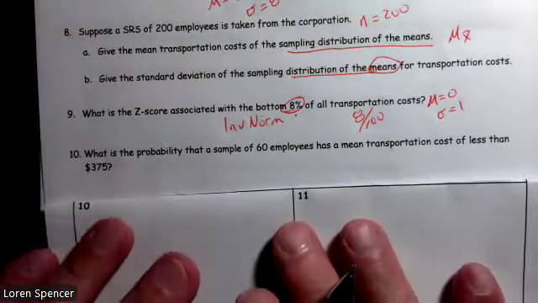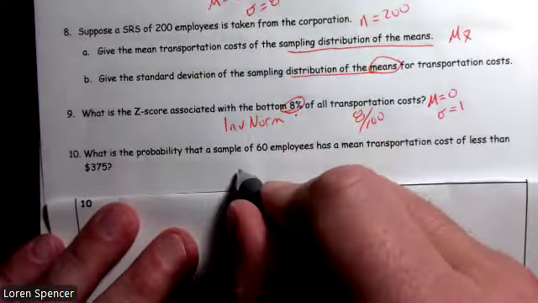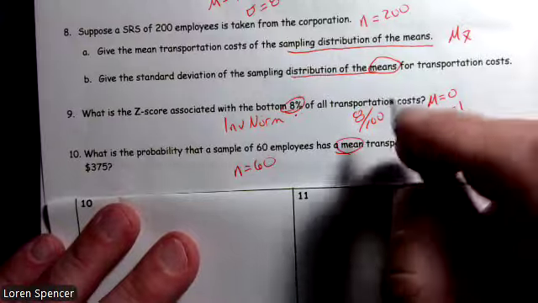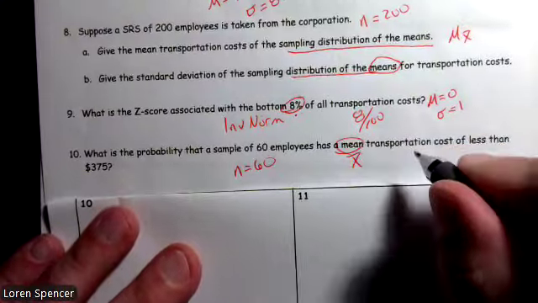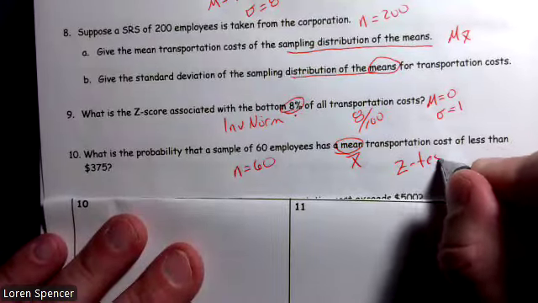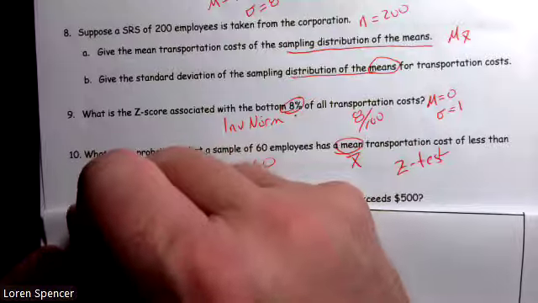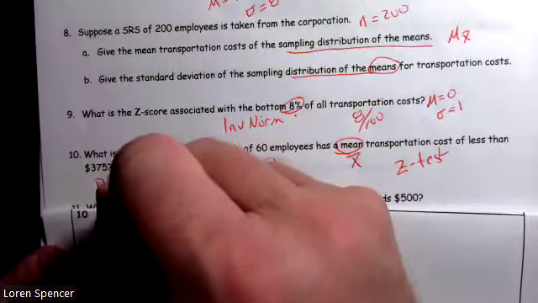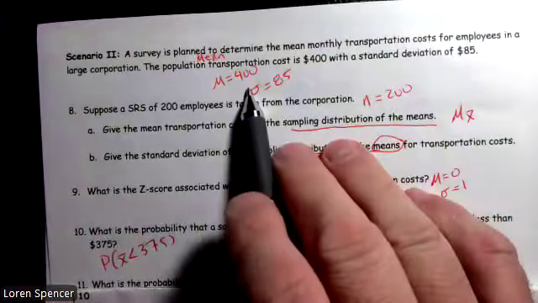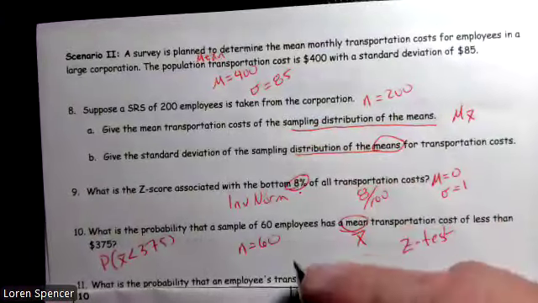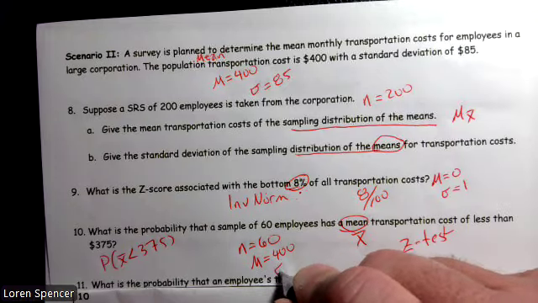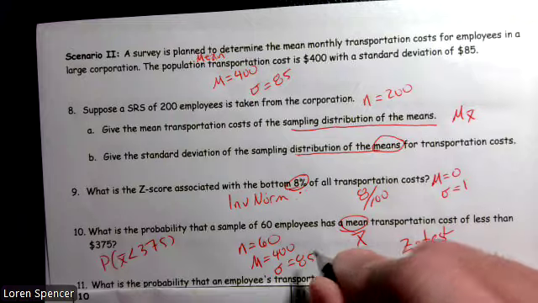What is the probability that a sample of 60 workers, so now we have a sample size of 60, has a mean? That means we're looking for an X bar. This tells me I'm probably looking for a z-test. And then I want the probability that X bar is less than 375. And remember, up above, they told us our mean was 400 and our standard deviation is 85. I'm going to write that down. Mean of 400, standard deviation equal to 85.